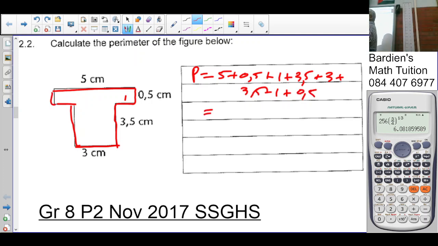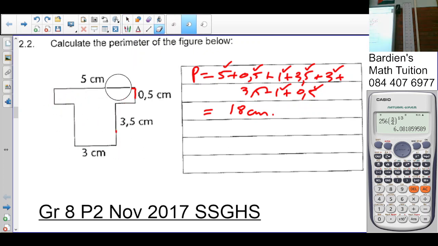Okay. So that gives us 5, 6, 7, 10, 13.5, 14.5, 15, I get 18. Is 18 correct? Right. So 18 centimeters in total. Then they ask you to work out the area as well. No, only the perimeter.